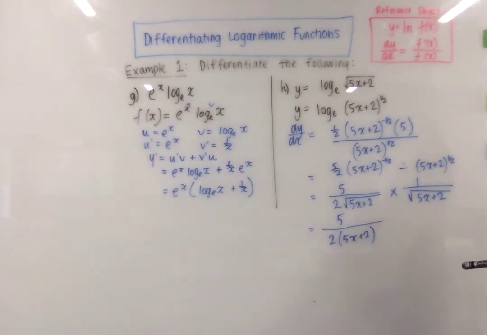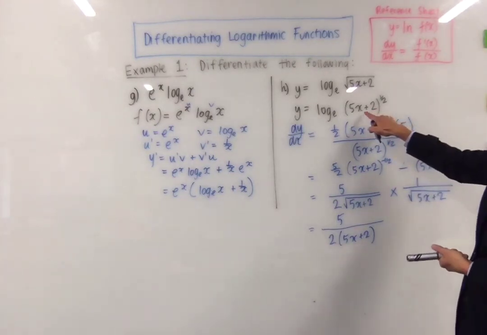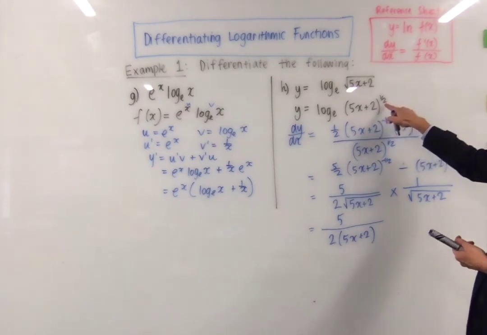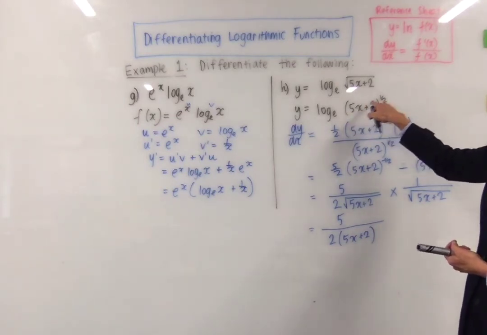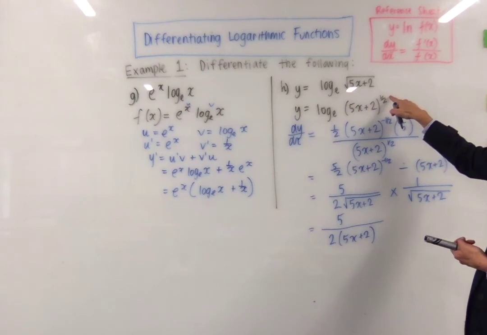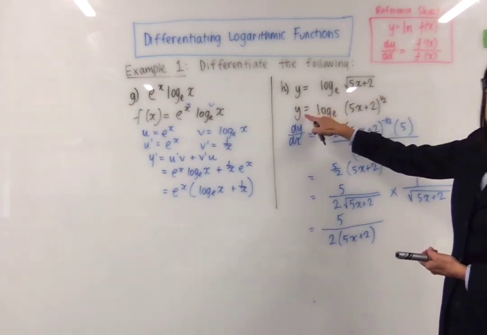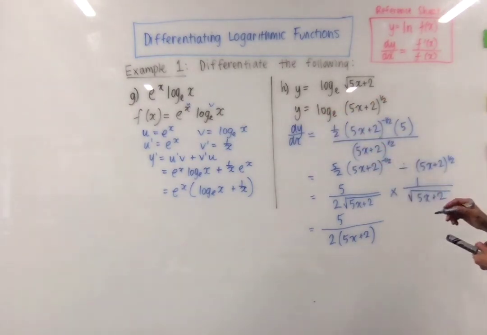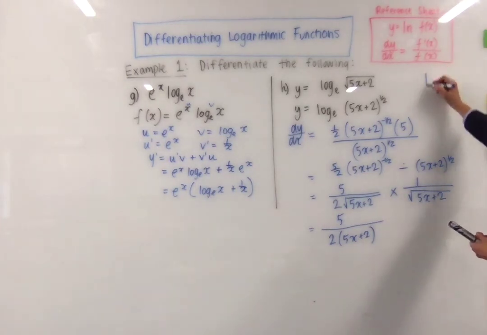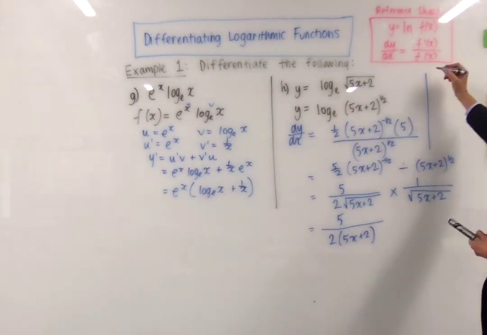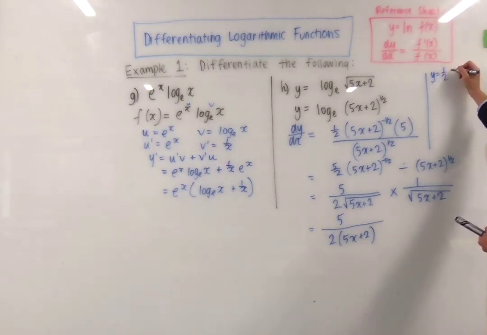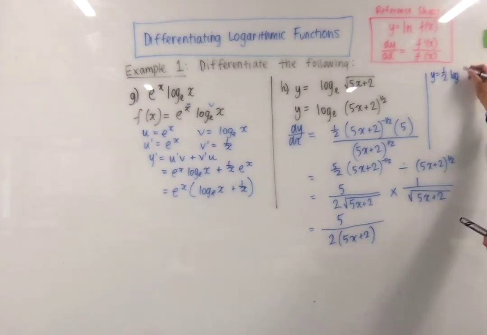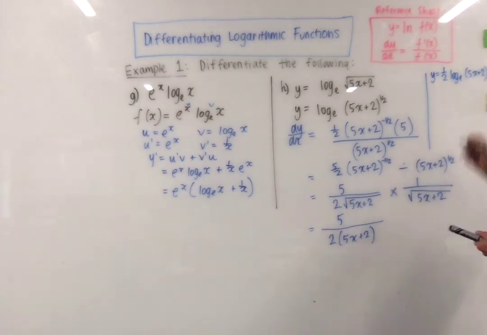Now, we possibly could have done this question a whole lot easier if back here you'd recognise that when you've got a logarithm raised to a power, remember you can bring that power to the front. So let's have a look at how we could have done this question differently. So back up here, I could have written it as y equals a half log of 5x plus 2.